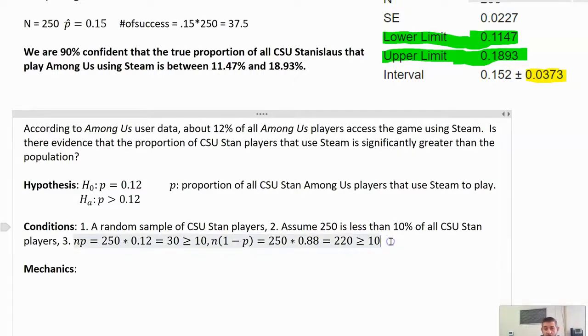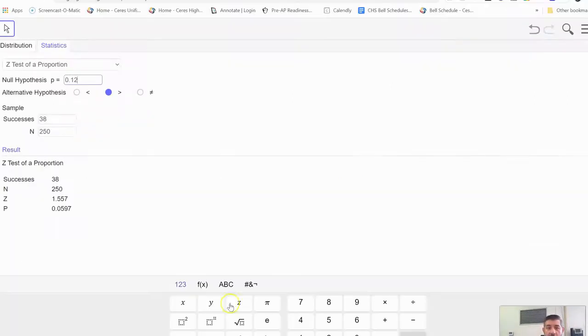So we're going to use a 1 prop z-test. All right, so this is what we're going to do. We're going to use a 1 prop z-test. We're going to do that in GeoGebra. So let's go to GeoGebra.